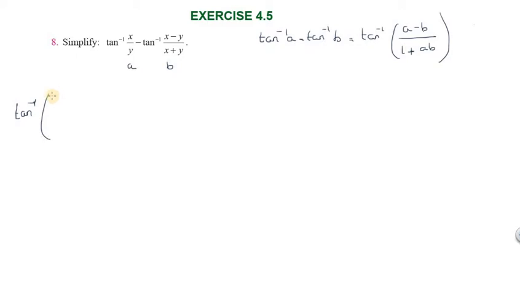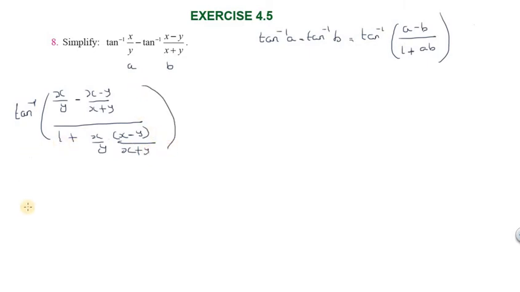Tan inverse of a, which is x by y, minus b, which is x minus y by x plus y, by 1 plus a into b. Here, 1 plus a into b: the value of a is x by y, into x minus y by x plus y. So when we take the LCM, what will come? Tan inverse of x; in the numerator we get y into x plus y, then in the denominator, x into x plus y minus x minus y into y.